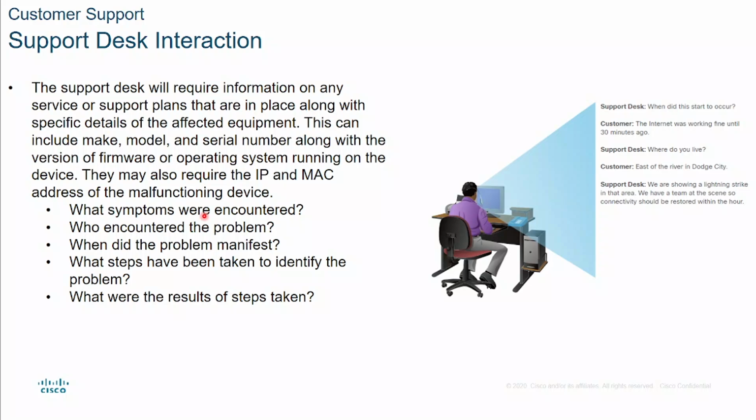For the support desk interaction, the support desk will require information on any service or support plans that are in place, along with the specific details of the affected equipment. This can include the make, model, and serial number, along with the version of firmware or the operating system that is running on the device. They may also require the IP and MAC address of the malfunctioning device. They'll ask you questions like what symptoms you encountered, who encountered the problem, when did the problem start, what steps have you taken to identify the problem, and what are the results of the steps taken.